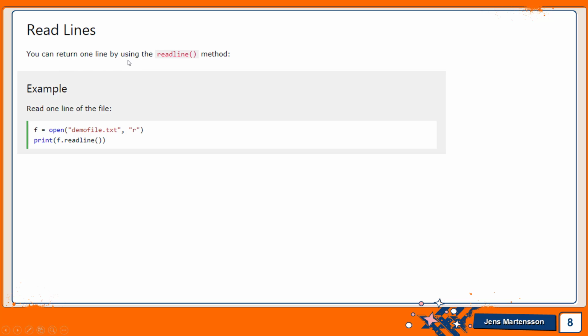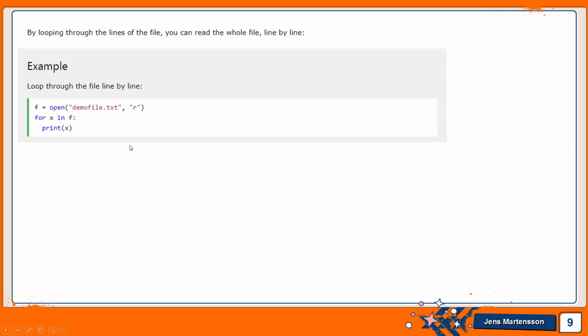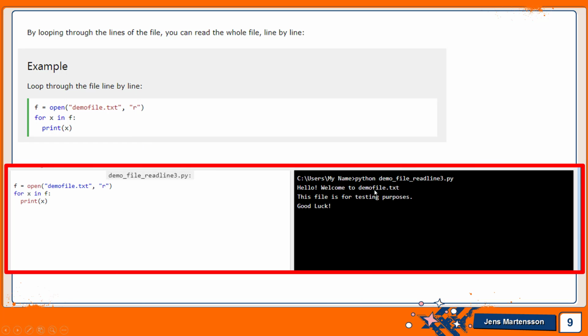You can return one line by using the readline method. In the same text file, f.readline will get you the first line: Hello, welcome to demofile.txt. This is the first line of the text file. By looping through the lines of the file, you can read the whole file line by line. Loop through the file line by line: open demofile.txt with R for reading, for x in f, print x. It will get you all the lines of the file here.